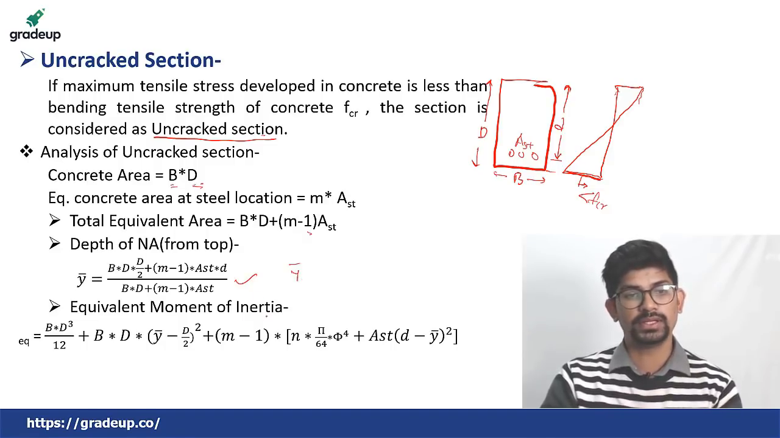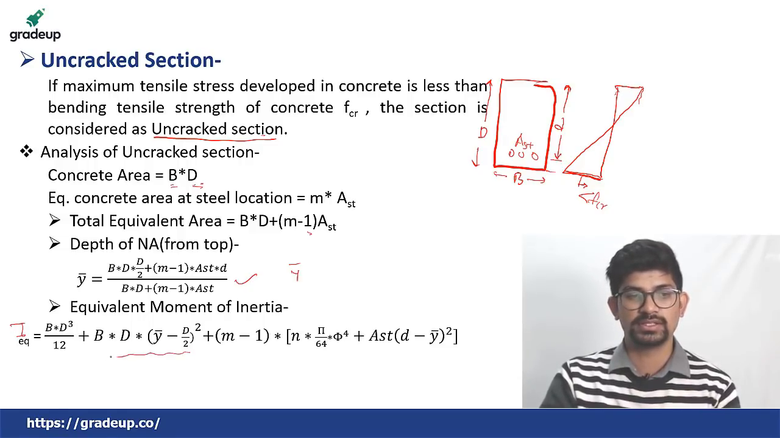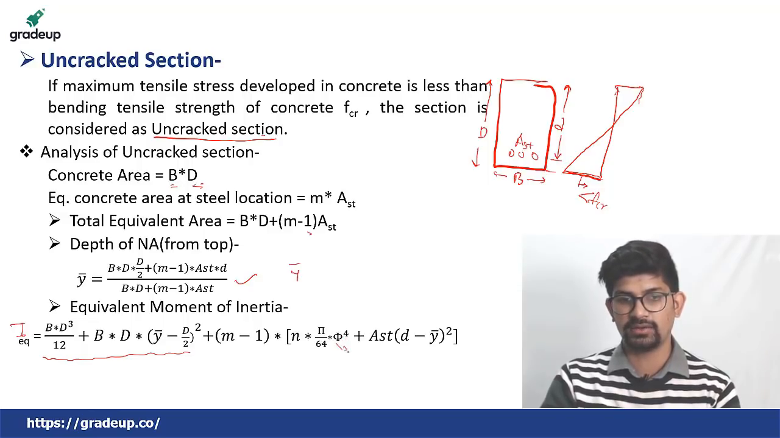Now, the equivalent moment of inertia. I equivalent is equal to BD cube by 12, as you all know, for a rectangular section the moment of inertia is BD cube by 12, plus B into D into (Y bar minus D by 2) whole square. We'll use the parallel axis theorem here; this is the expression for the parallel axis theorem. Plus (M minus 1) into N into pi by 4 into phi squared, this is the diameter of the steel, plus AST into (d minus Y bar) whole square. This is also using the parallel axis theorem.